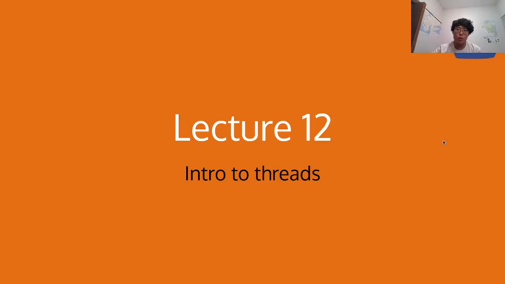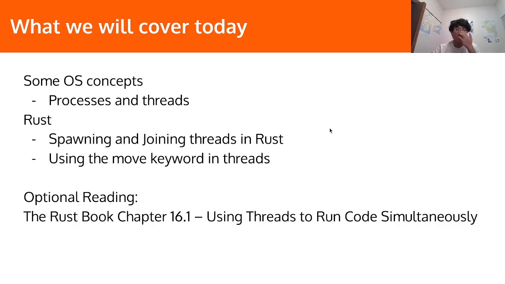Today, lecture 12, we're going to talk about an intro to threads, which is one of the most exciting things in Rust. What we'll cover today: we'll talk about some OS concepts, such as processes and threads, and we're going to talk about how to actually spawn threads in Rust and also how to do it properly. This will tie into the OS concepts that we talked about earlier. The optional reading for this lecture is the Rust book chapter 16.1, which is using threads to run code simultaneously.